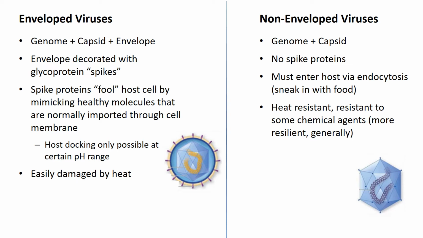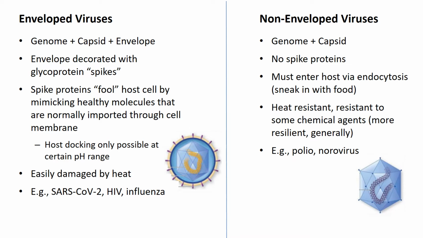These glycoprotein spikes can be malformed, in which case the virus would have a more difficult time entering the host cell. Just to give you some examples of each, both viruses exist. There's many examples that infect humans.